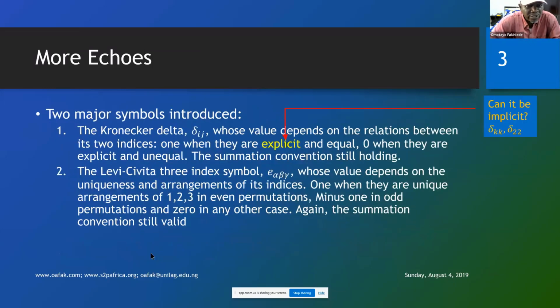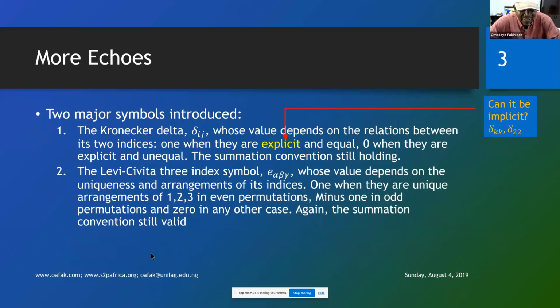Two major symbols were introduced. The Kronecker delta ij, which you remember, whose value depends on the relationship between its 2 indices. When they are explicit and equal, the value is 1. When they are explicit and unequal, the value is 0. When they are not explicit, then we just leave it as a variable.